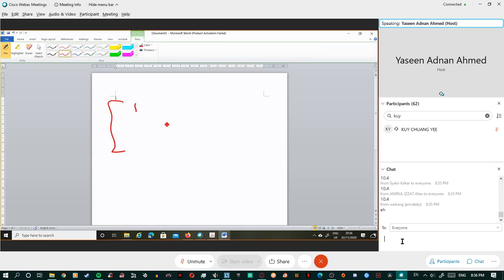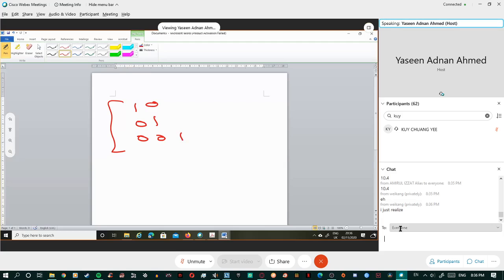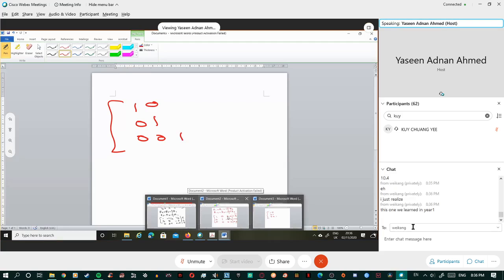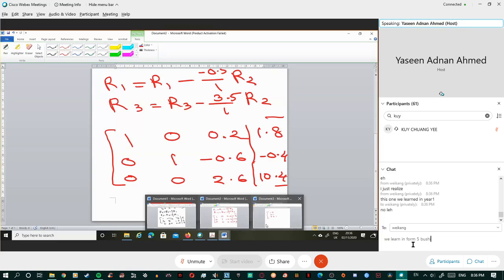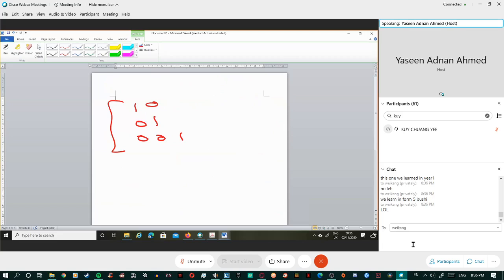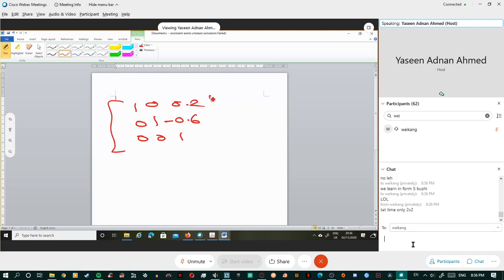So we have 1, 0, 0. This is 0. That is 0. Now we are making it 1, right? And then what else? We have 0.6. Okay, minus 0.6, 0.2. So this one is minus 0.6, 0.2. This one is how much?